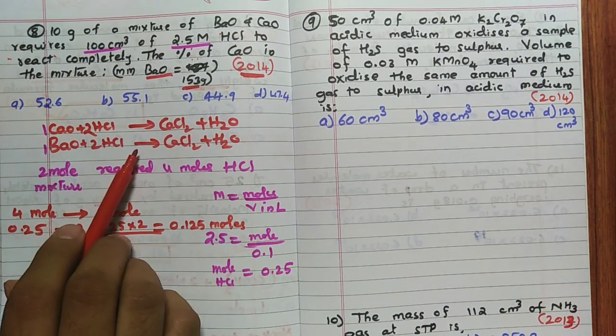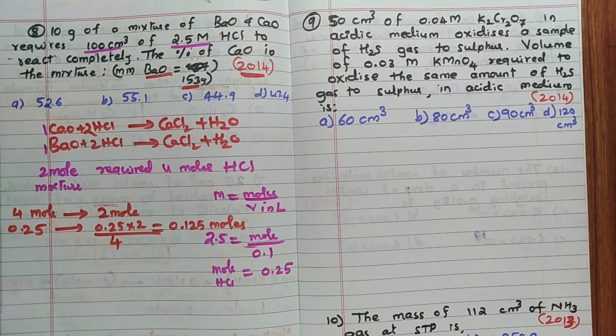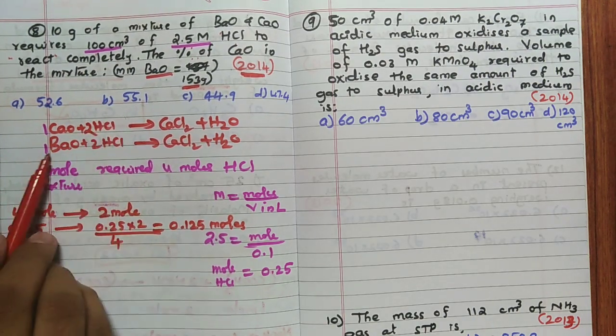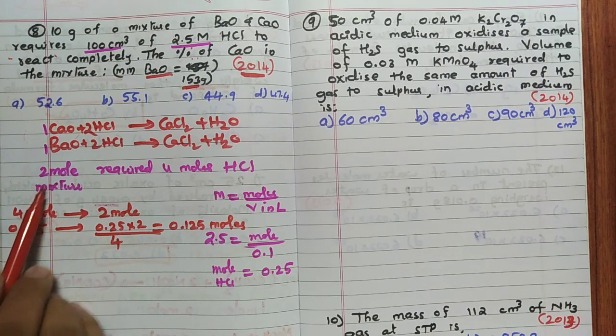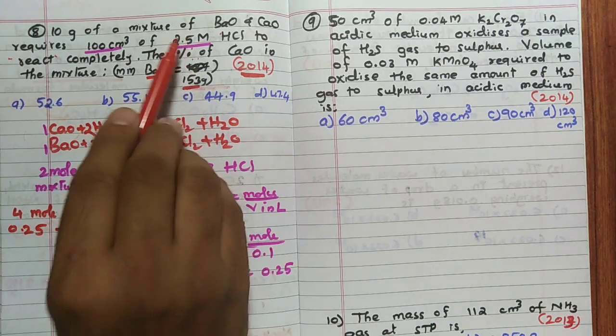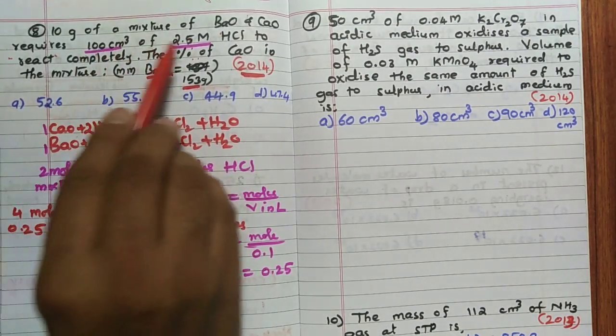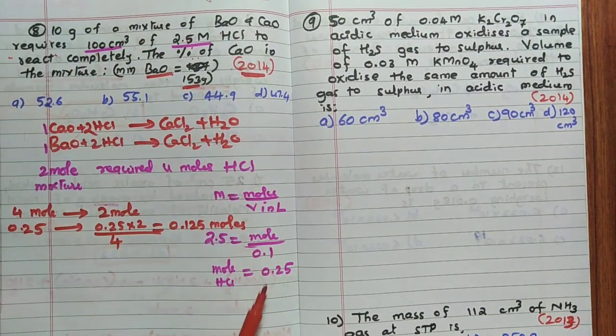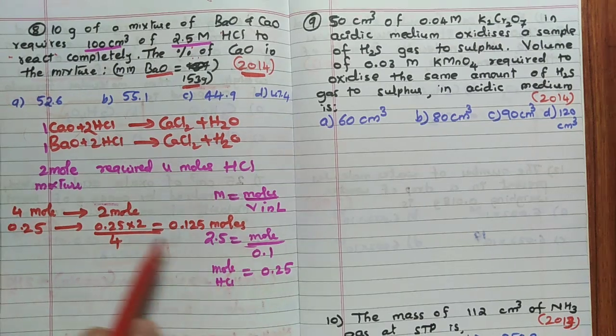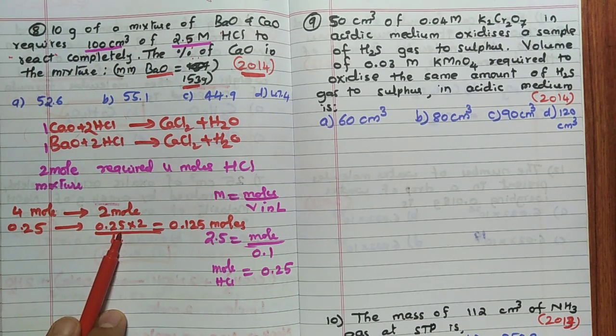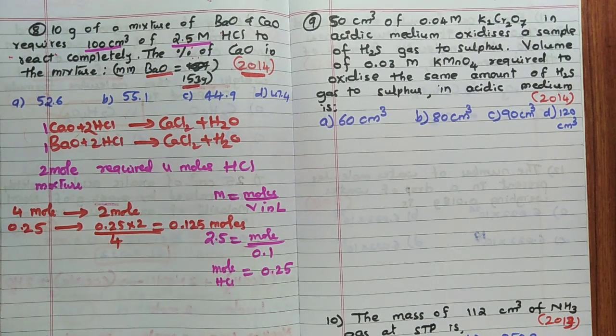See, I have written the reaction. Then we came to know the standard reaction: 4 moles of HCl react with 2 moles of the mixture, and the mixture has 1 mole plus 1 mole, so 2 moles of mixture. Then you calculated the moles present in this 2.5 molar, 100 cm³ HCl. You calculated it as 0.25 moles. Then we will do the next calculation using this, remember.